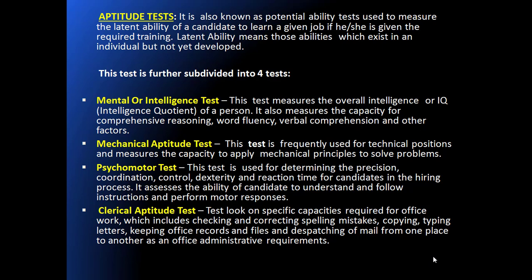The psychomotor test is used for determining the precision, coordination, control, dexterity, and reaction time of a candidate in the hiring process, right? So it assesses the ability of a candidate to understand and follow instructions and accordingly perform the motor responses. The last of the aptitude tests is the clerical aptitude test. This test looks at specific capabilities required for office work, like checking and correcting spelling mistakes, copying, typing letters, keeping office records and files, dispatching mail from one place to another, and other administrative requirements of the office. So this was the aptitude test.